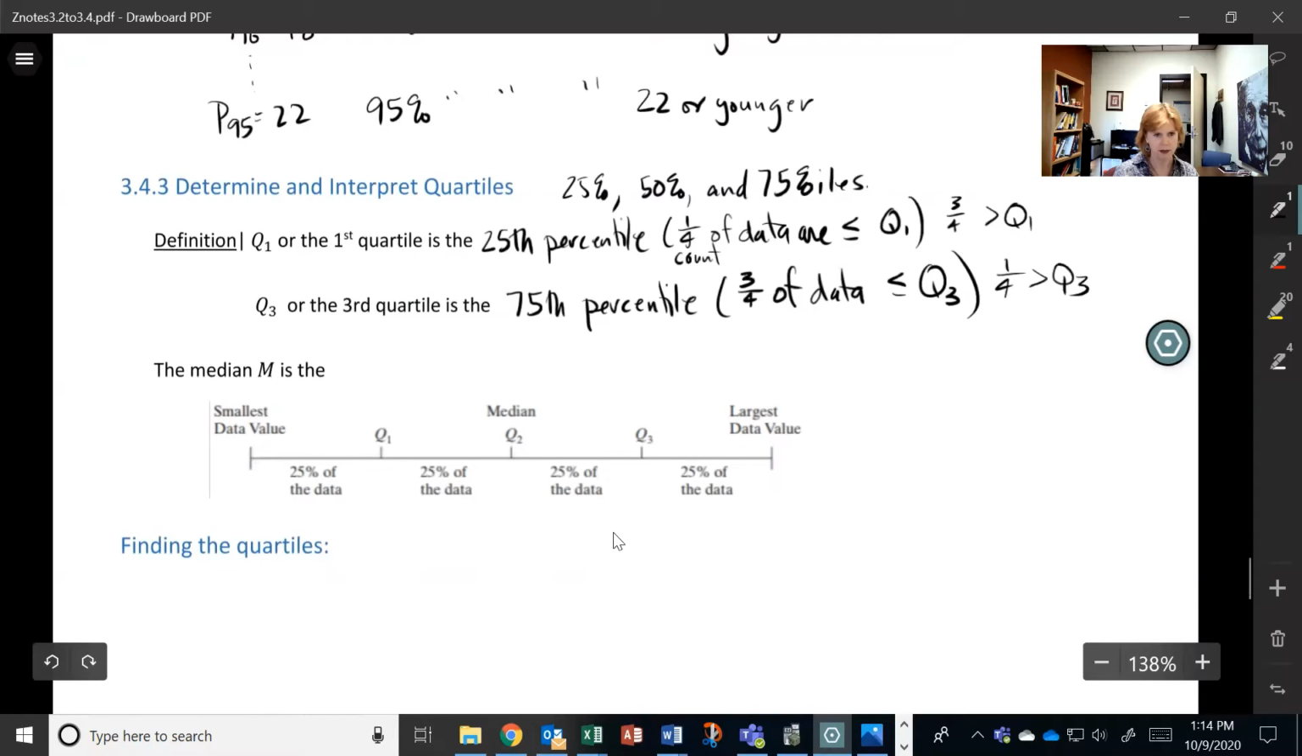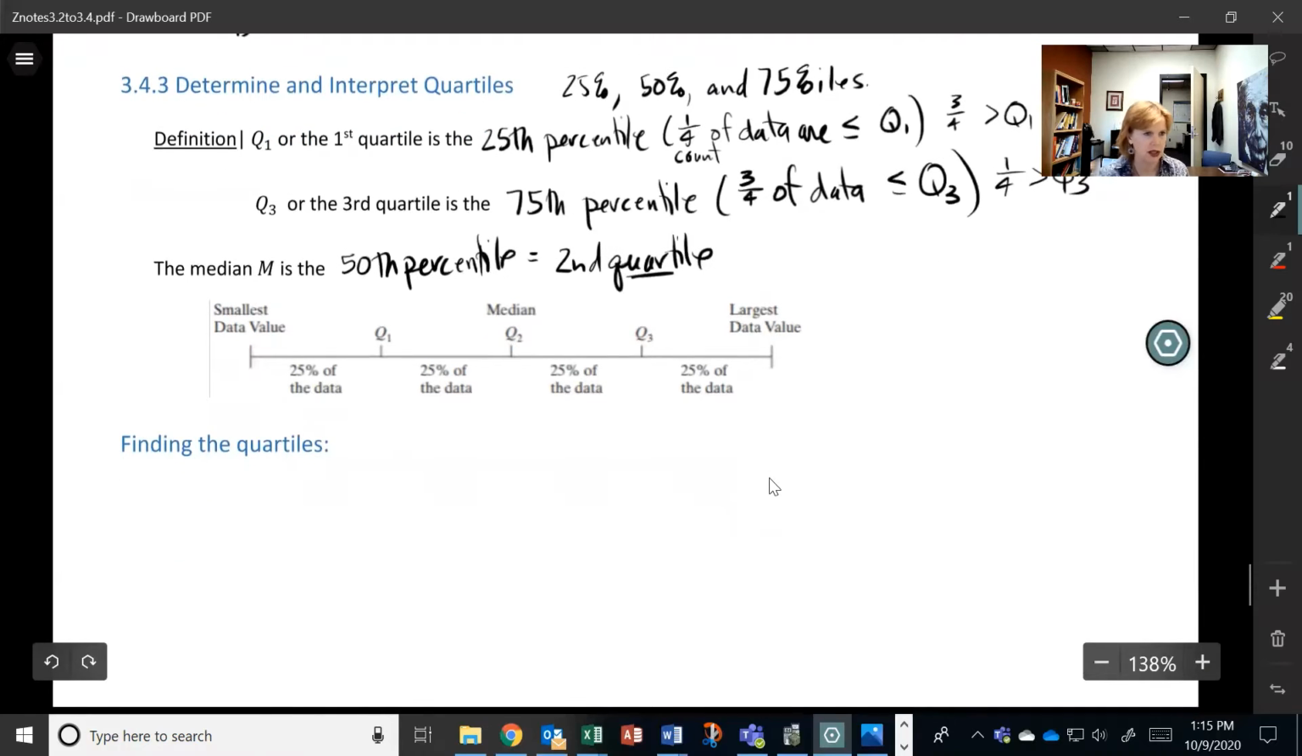than Q3. And Q2, that's the median. The median is the 50th percentile. It is also equal to the second quartile. So quartile, like quarter, a fourth of a dollar. So this means half or less, half or bigger.